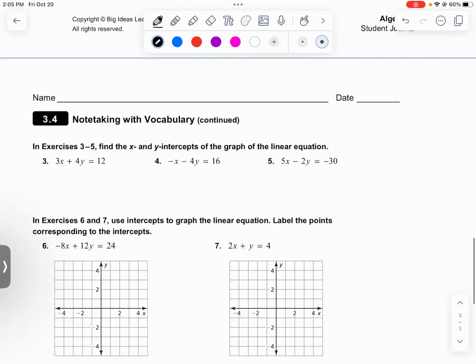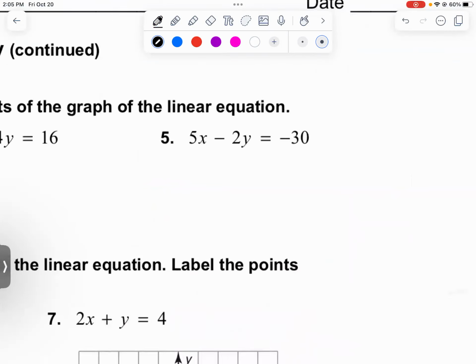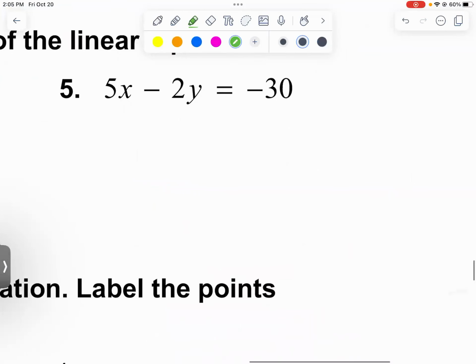So what I want you to do, I want you to turn the page. And we're going to look at number 5. I would like you to find me the x and y intercept for number 5. Wait, x-intercept is where y is 0?